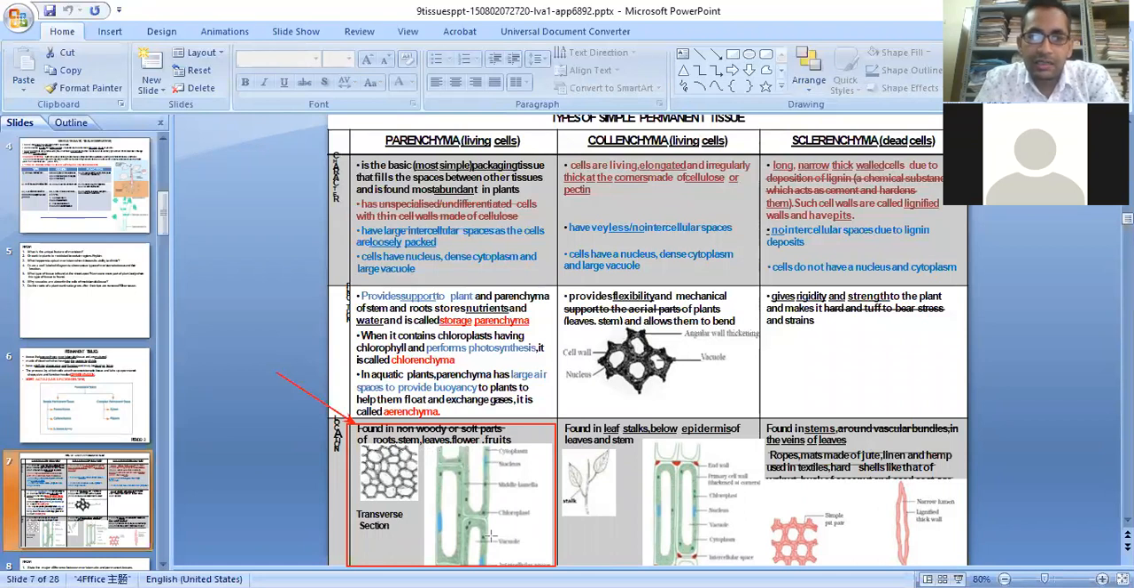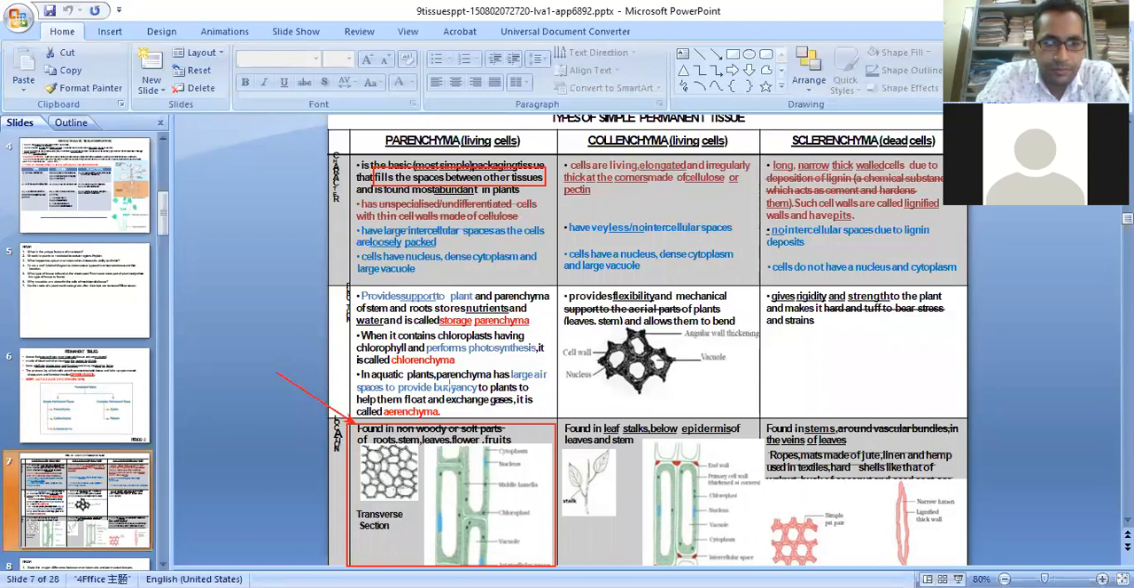So basically, parenchyma is the most simple packaging tissue that fills the space between other tissues. So this tissue is to fill the space. It fills the space between the other tissues, and it is the most abundant part. Okay.